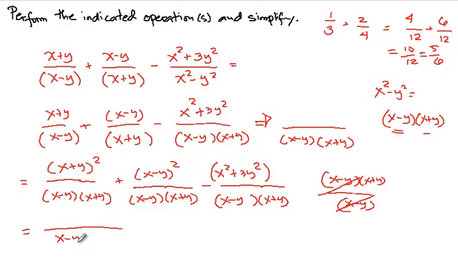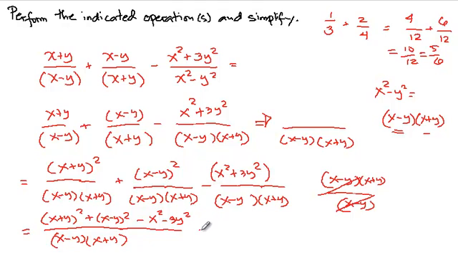So, x minus y times x plus y is the denominator. So, I'll add them. Since they have the same denominator, I'll have x plus y squared plus x minus y squared. Then, minus the next term will be what? x squared minus 3y squared. I will distribute the negative sign among the terms in the parentheses.